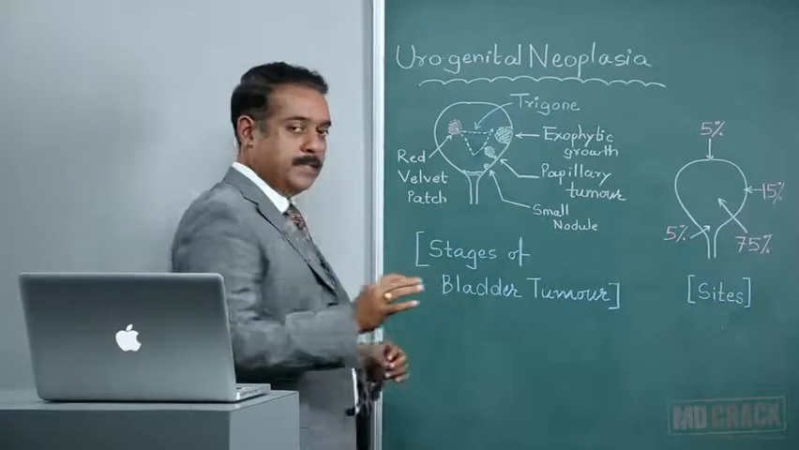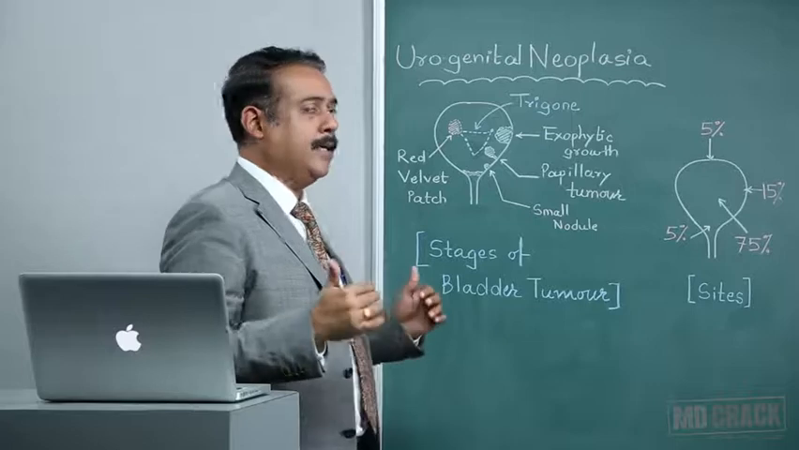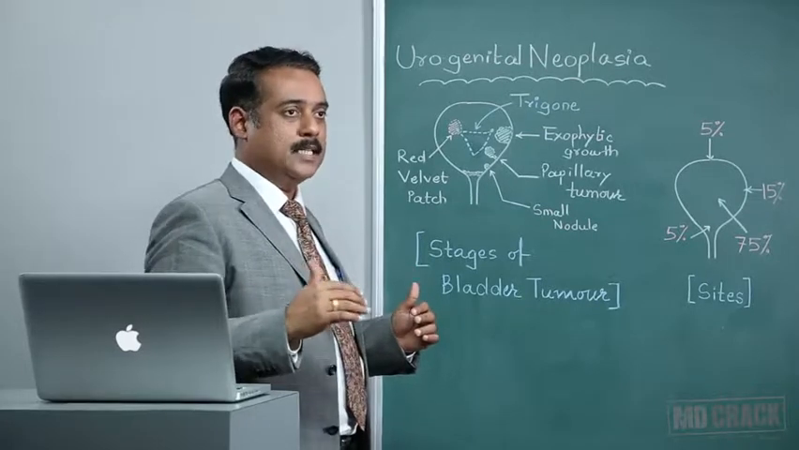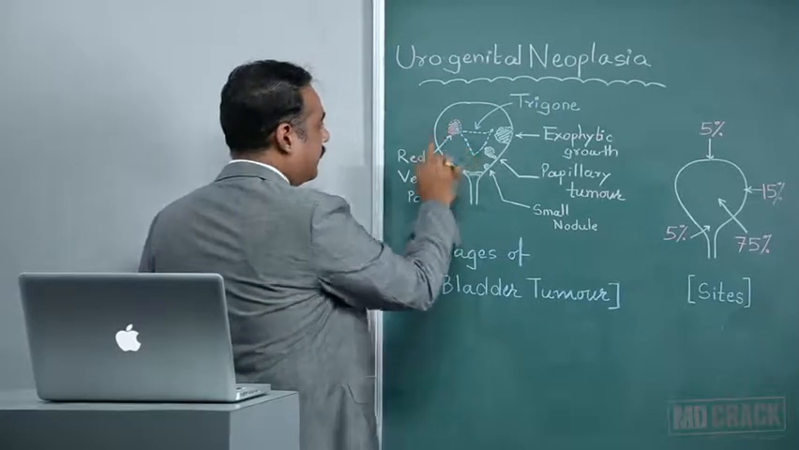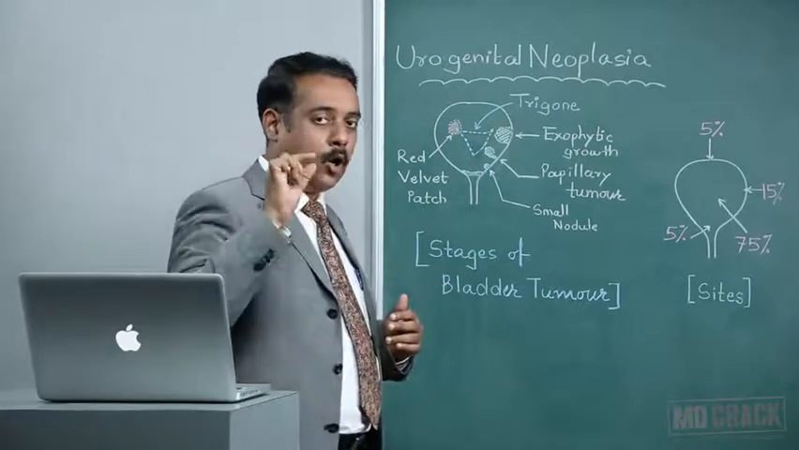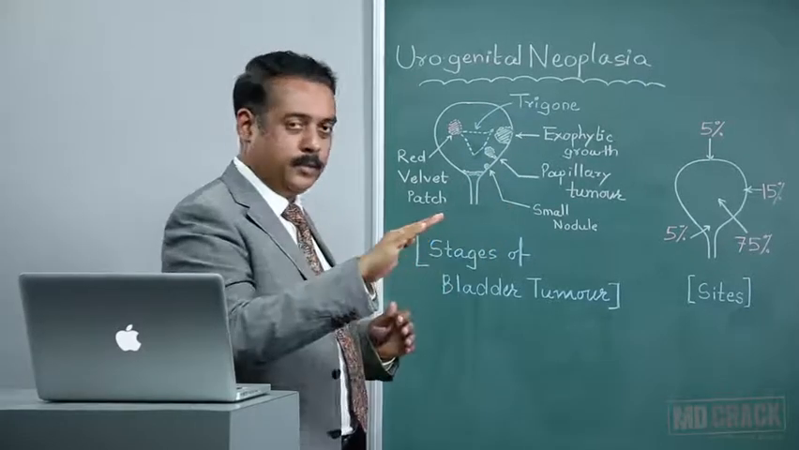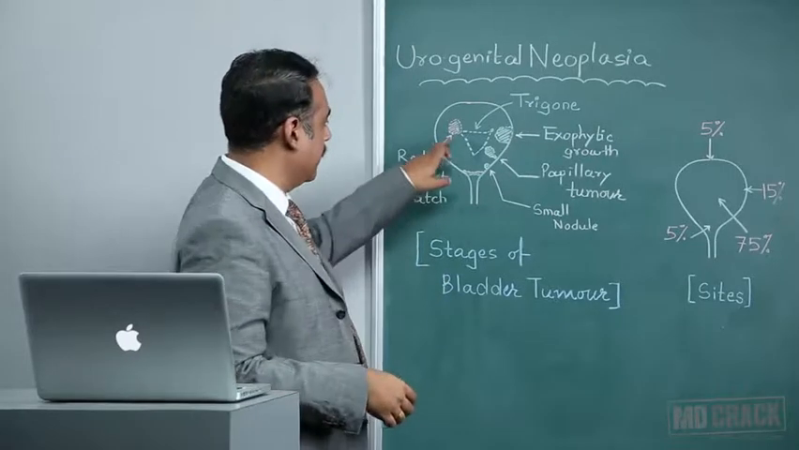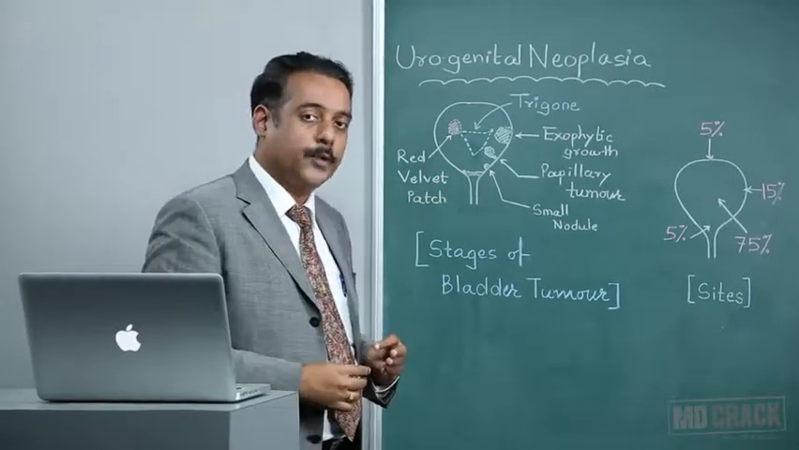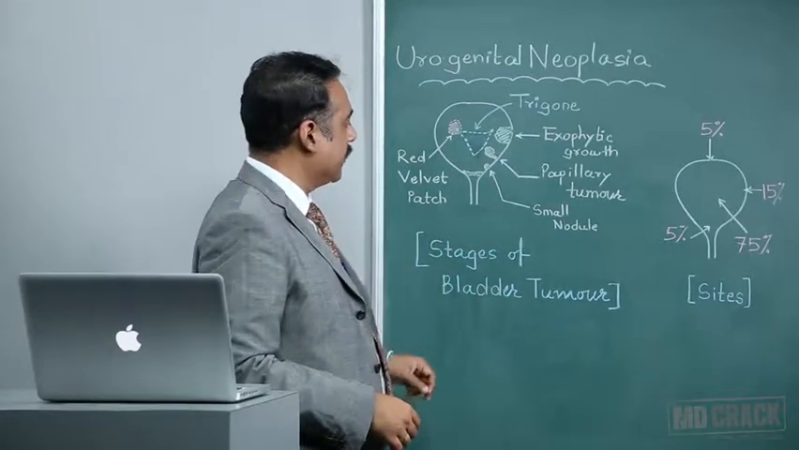It can initially present to us as carcinoma in situ. It means that the tumor is limited till the basement membrane. It has not gone beyond the lamina propria. So it is evident as a red velvety patch on cystoscopic examination. Normal urothelium can look as a pale mucosa against this bright red velvety patch, which is the earliest manifestation of the tumor. Next, it can form a small nodule.